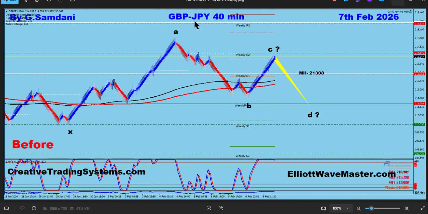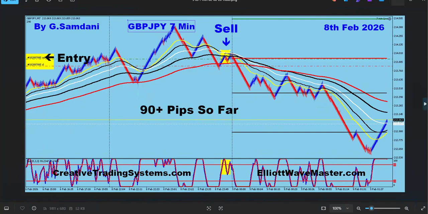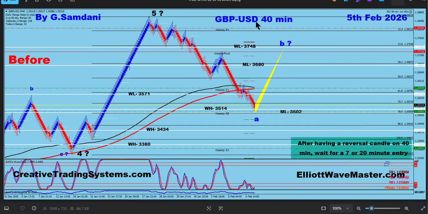This was one of them, pound yen 40-minute, and I said this is what's cooking, and this is supposed to come down from there to here. I have written here: after having a 40-minute reversal candle on a 40-minute chart, then take the entry from 7. It's not here, but you can see it here, for pound USD. I always have this as a reminder to myself and my subscribers that this is what we're supposed to do, right?